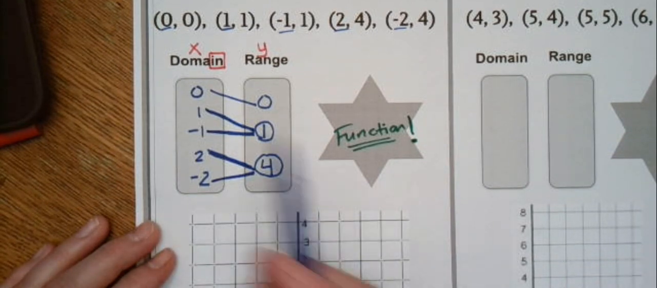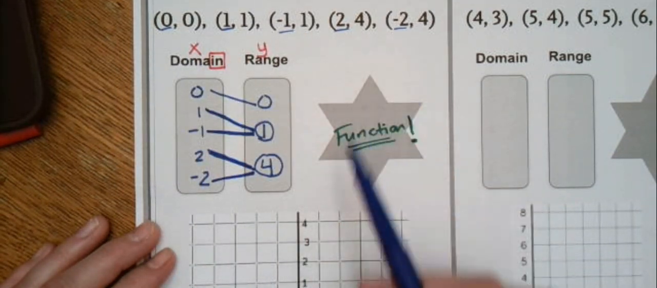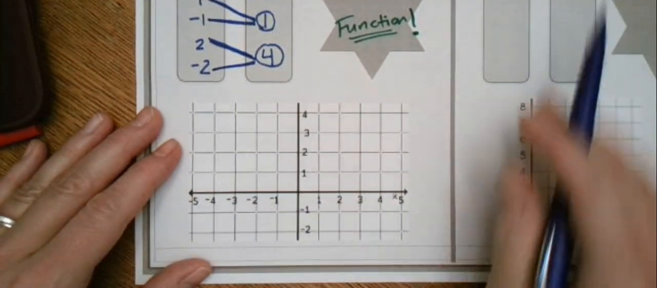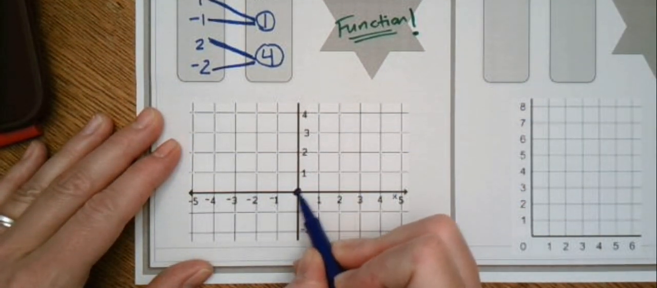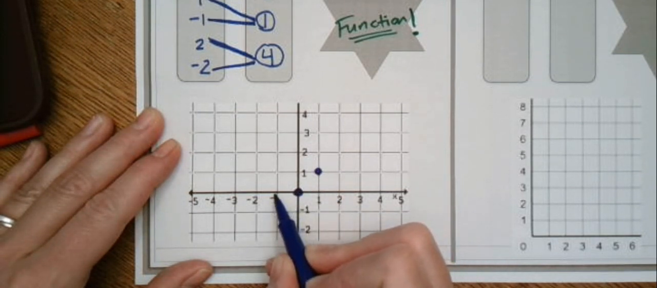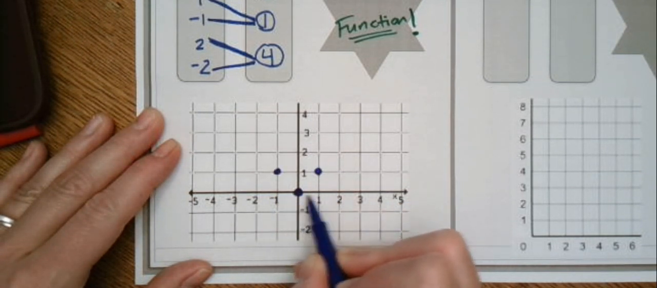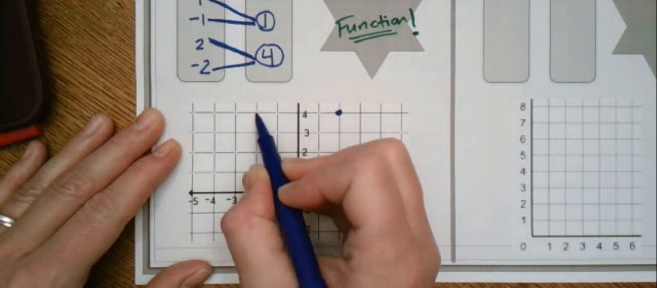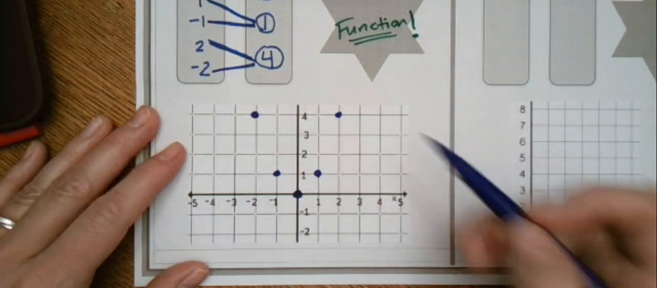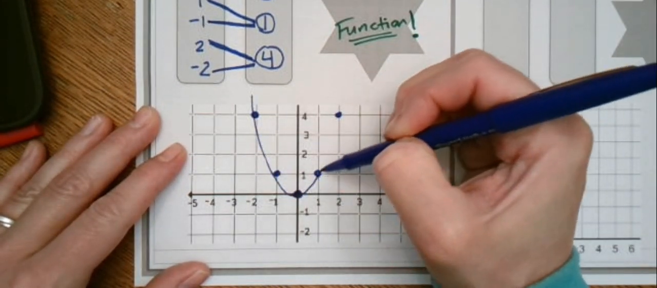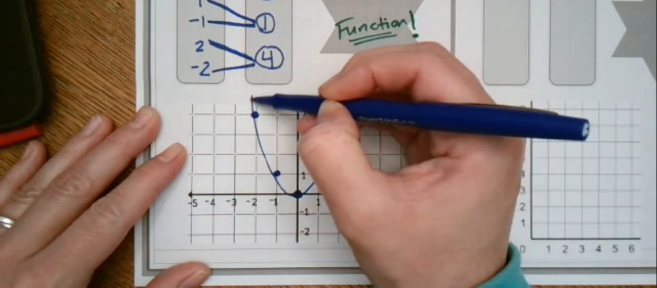So I'm going to take each one of these points and I'm going to graph it on the coordinate plane down below. So let's do that together. We have 0, 0. We have 1, 1. We have -1, 1. We've got over 2 up 4. And we've got -2 up 4. So if I were to connect these points, it would actually make something that we call a parabola.